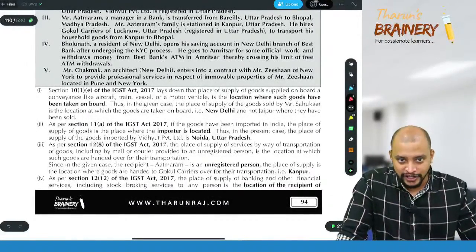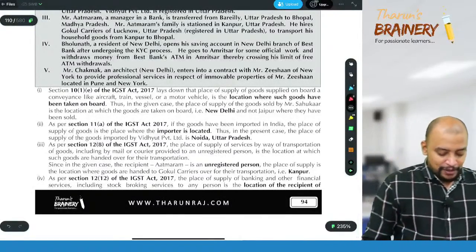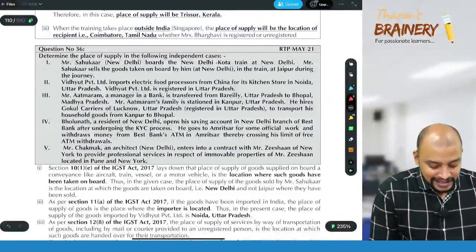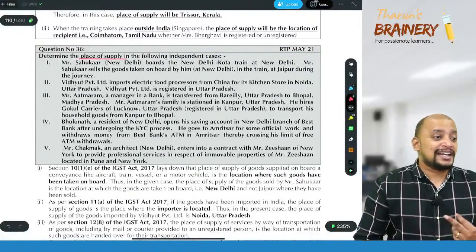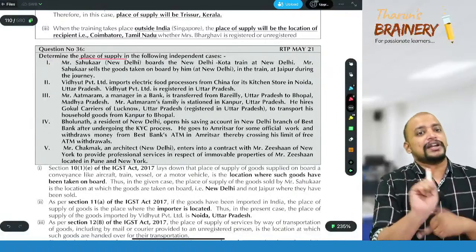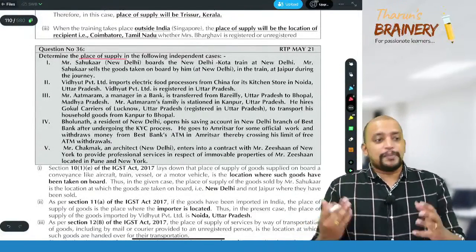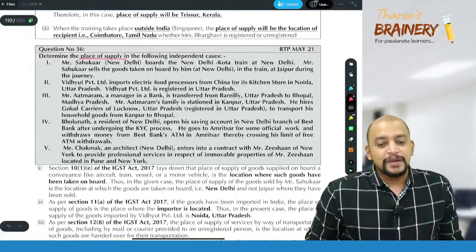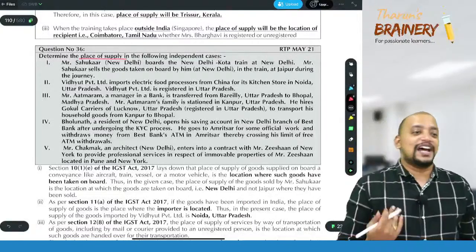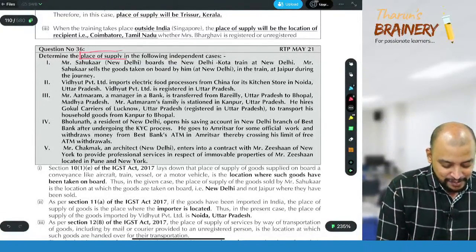You understood or not? This place of supply, because they have asked the question, determine the place of supply. Had they asked to determine the taxability, we would have written it as exempted. Suppose you are computing the GST liability, you will write it as exempted. But you will ask me a doubt, sir, it is exempted, then why are we determining the place of supply?